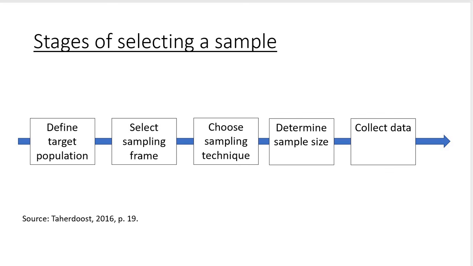So this is something we are going to discuss a little bit later. Then you have to choose sampling technique, and there are two broad types of them, which are probability sampling and non-probability sampling. So this is something we are going to discuss in the next videos as well. You have to determine the sample size.